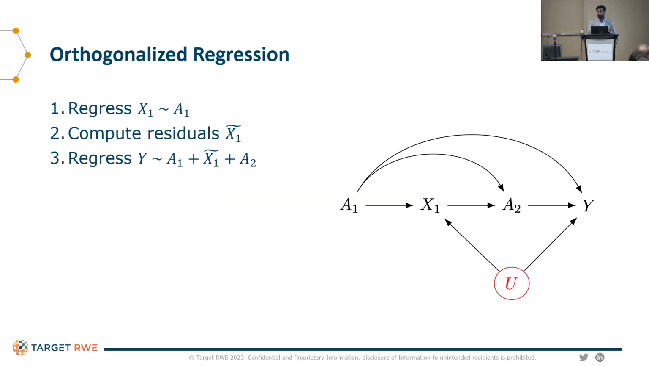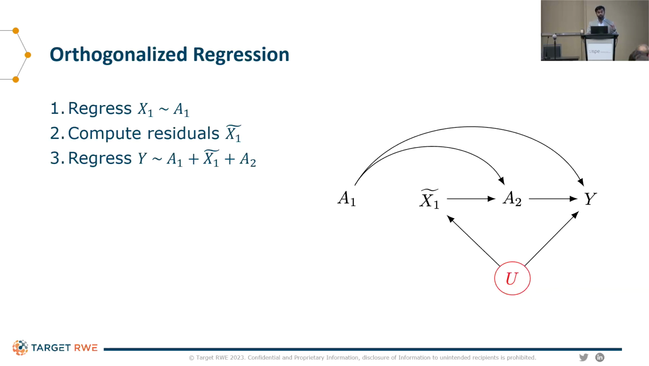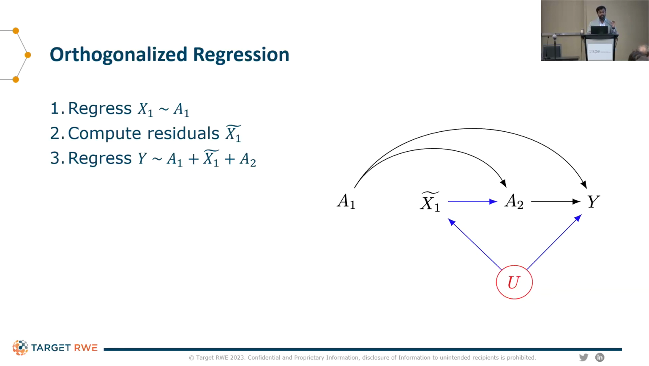So in our working example here, here's how you'd use orthogonalized regression. First, you'd fit a linear regression model for that intermediate covariate X1 as a function of the treatment at time 1. Then you'd compute the residuals from that model. I'm going to call those X1 twiddle. And we substitute those in for X1. By doing that, we delete the arrow, the causal pathway, from the treatment at time 1 into that intermediate covariate value. And when that happens, we can see that X1 twiddle, the residuals, are still a confounder.